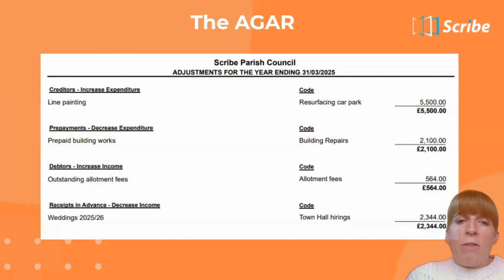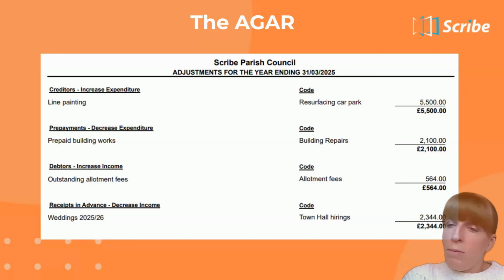Little example there, again from Scribe, just some adjustments that might be relevant. As we talked about, creditors are things that we owe that we've had the goods or services for that we've not yet paid for. Prepayments is the opposite to that. We might have paid for something, but we haven't yet had the benefit. So in this example, we've paid for some building works. Whatever the reason, it's not going to happen in this financial year. We therefore want to shift the cost of when we've paid for it this year into when it's actually going to take place next year.